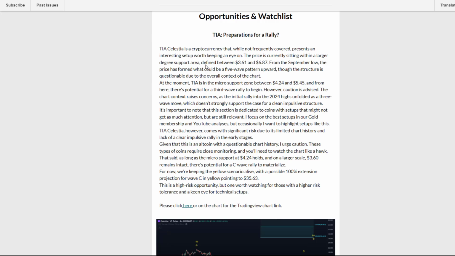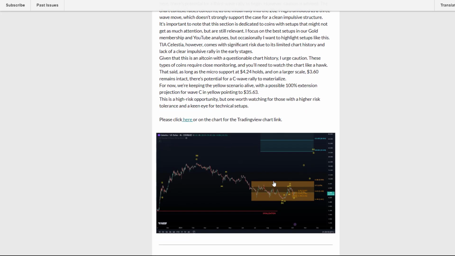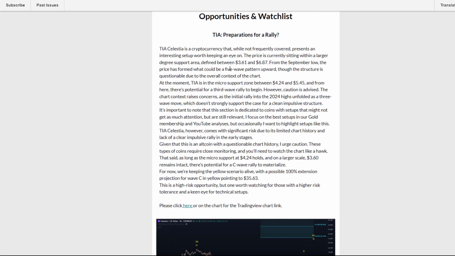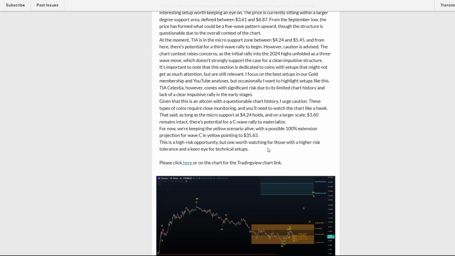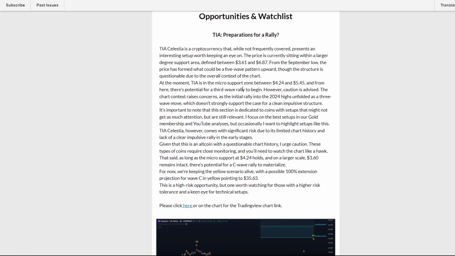It's completely for free. But the price at the time, and I can't click on this because it would send us to the live chart, the price at the time was around, I don't know, $5 or something. And obviously we're now higher. And the price was in the micro support zone between 4.24 and 5.45. And I highlighted it as an interesting setup worth keeping an eye on, with possible upside targets then towards $35.